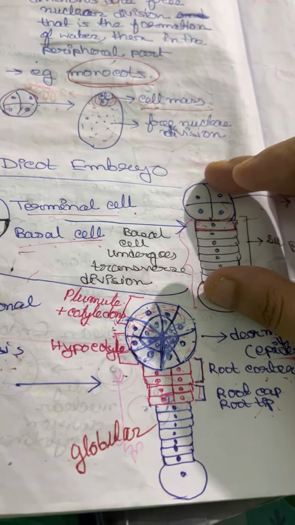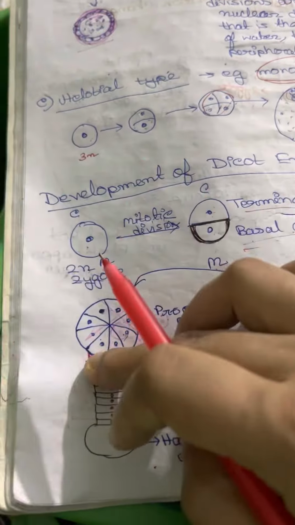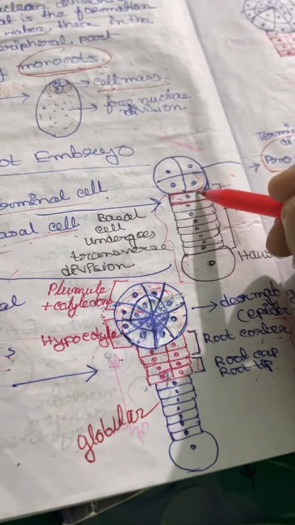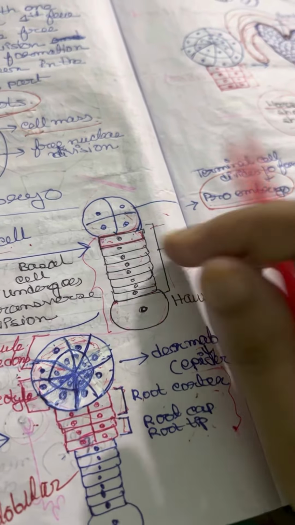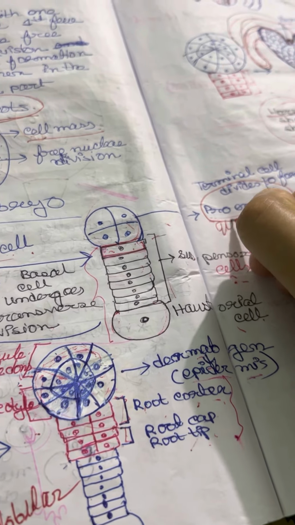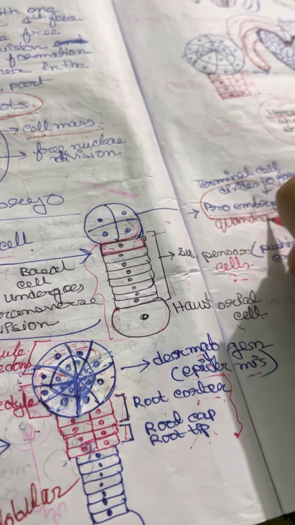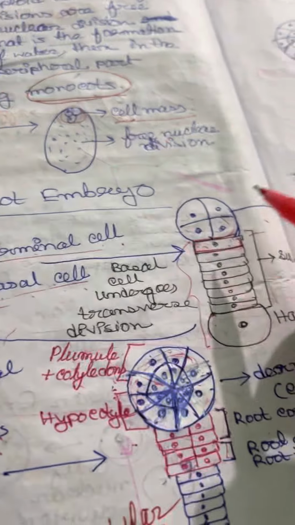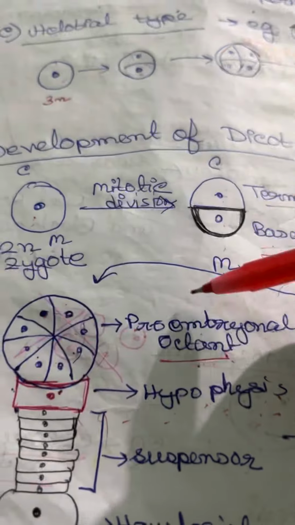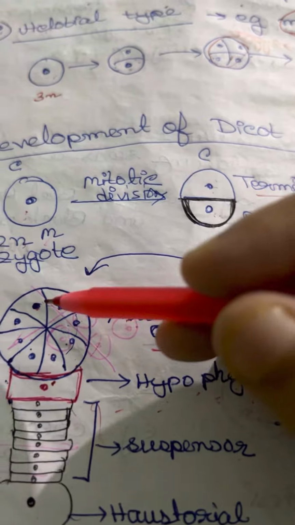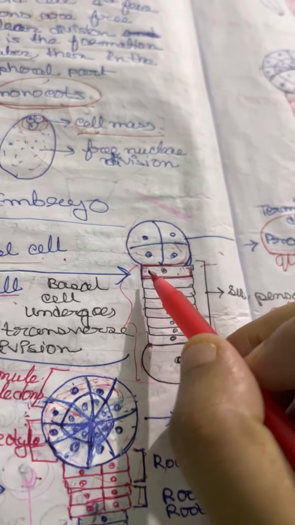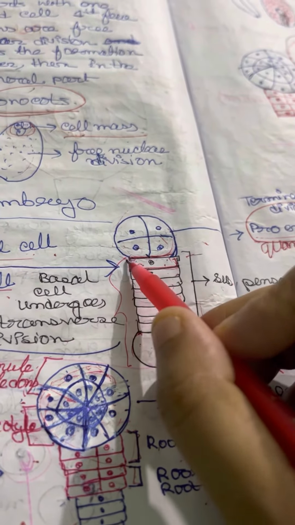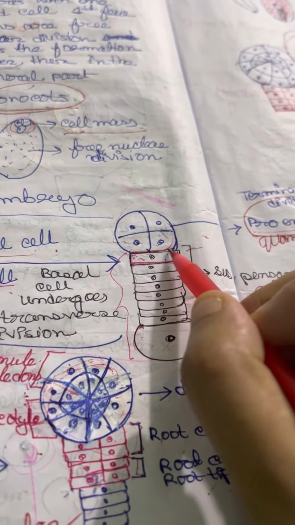So after this what will happen? After this I draw the structure here. You see this proembryo, we call it the proembryo quadrant. In some books it is written quadrant because it has 4 cells. Now this quadrant will again divide into the proembryonal octant, because you see 8 cells are there. Clear? Okay.